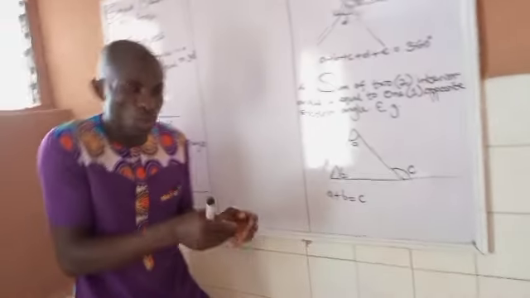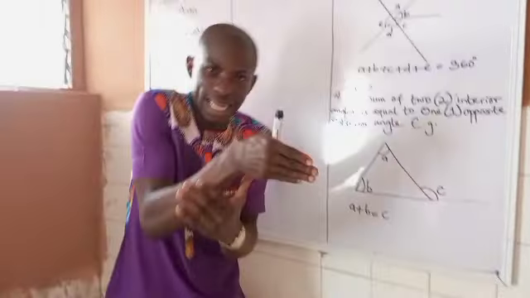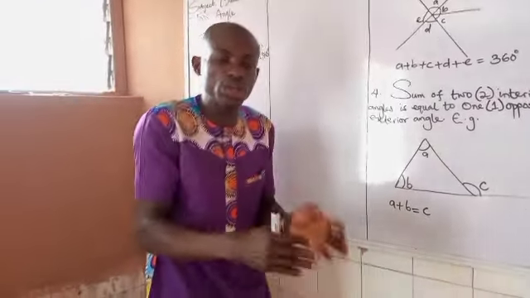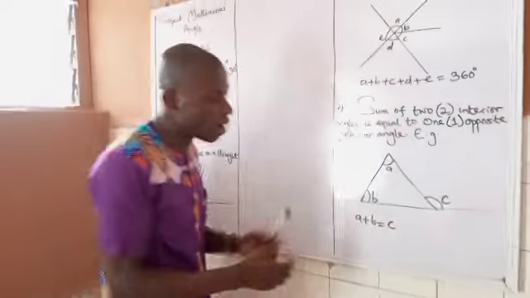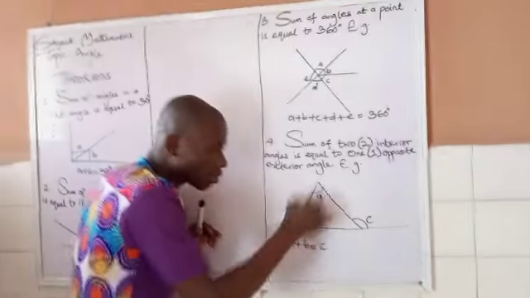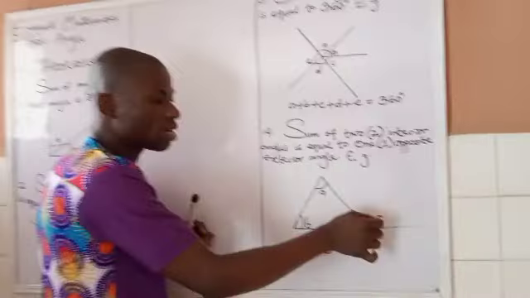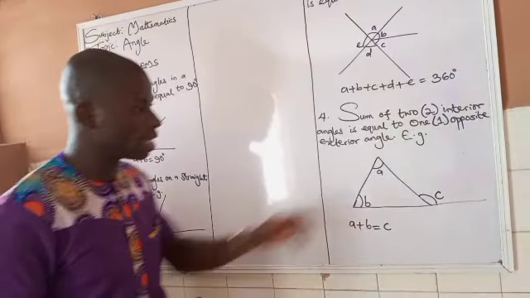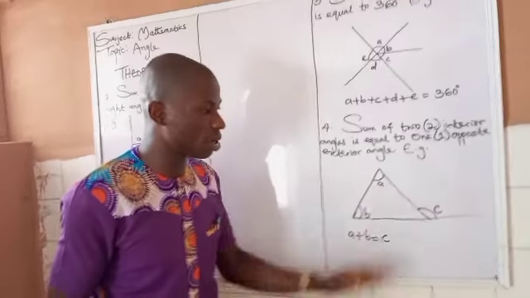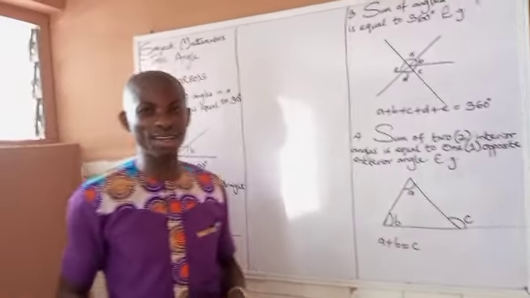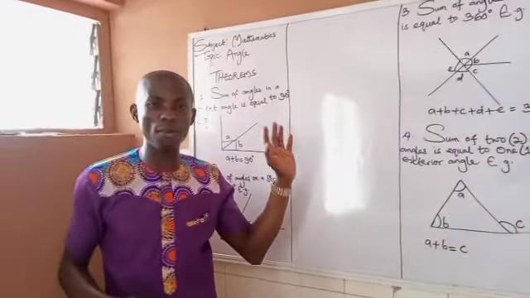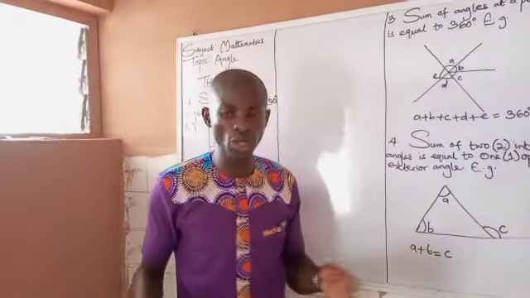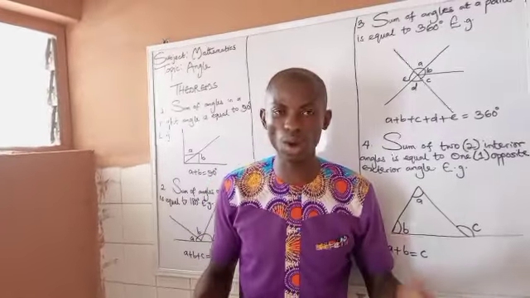Now, what am I saying? When we talk about interior, we talk about inside, and when we talk about exterior, we talk about outside. Now, the sum of these two angles that are inside the triangle is equal to this one angle that is outside the triangle. Do you understand? So A plus B equals C. Do you understand now? So I'm going to quickly do the recap of the four theorems. Then we now move to the workings.